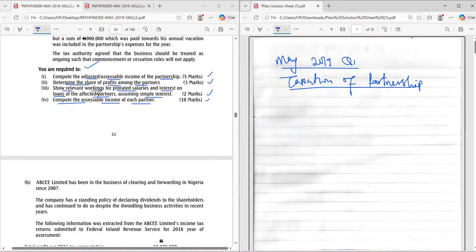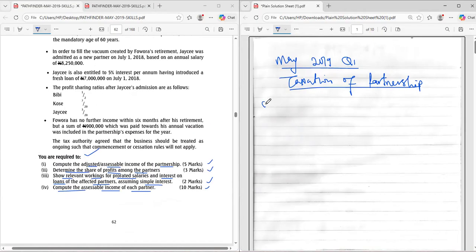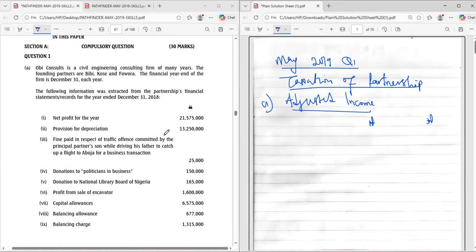All right, so the first thing that I'll be looking at, number 1, is going to be the adjusted income of the partnership. So let's compute for the adjusted income. We are computing adjusted profit. We'll start from the net profits of the partnership, and we'll now adjust for our allowable and disallowable. That's what we'll just do. This is in Naira. Let's come back to the question and see.